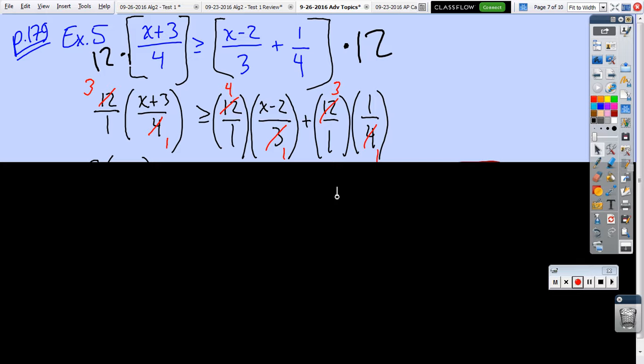Why is that one, the far one, becoming a 3 and not 4? Because you have 12 and 4, and the greatest common factor of 12 and 4 is 4. 4 divided by 4 is 1, and 12 divided by 4 is 3.